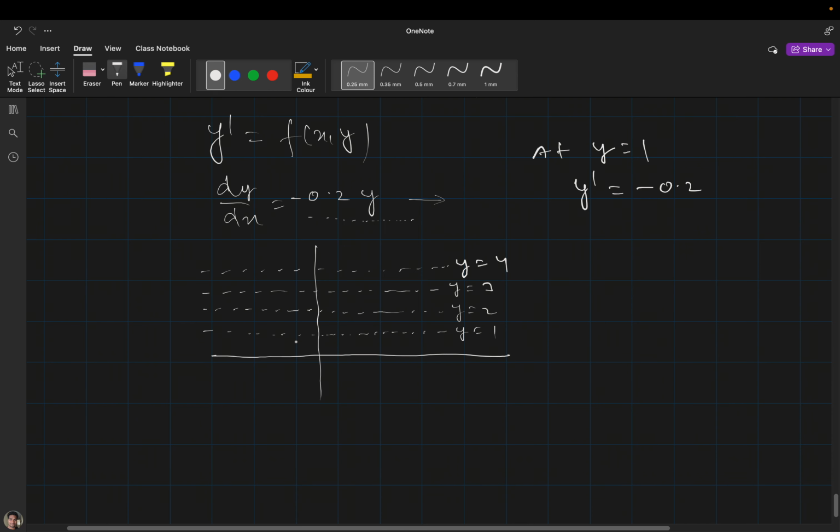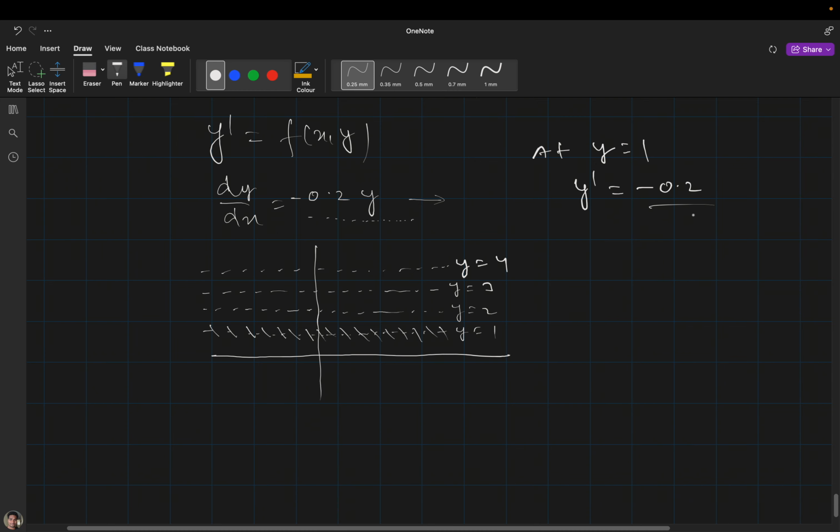At y equal to 1, y dash equal to minus 0.2, which means the slope of the tangent line to the curve at y equal to 1 will be minus 0.2. So I will create so many small arcs, and the slope of those arcs will be minus 0.2. At all x, when y equal to 1, the slope will be minus 0.2. This is the negative slope, right? So all these arcs are parallel to each other.